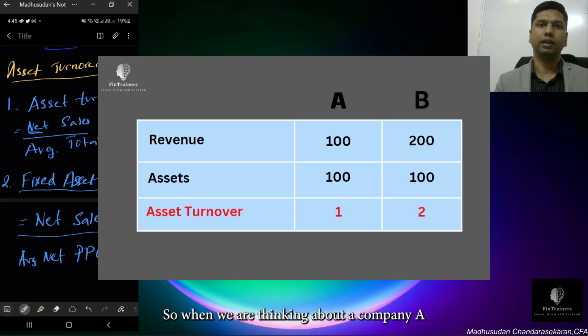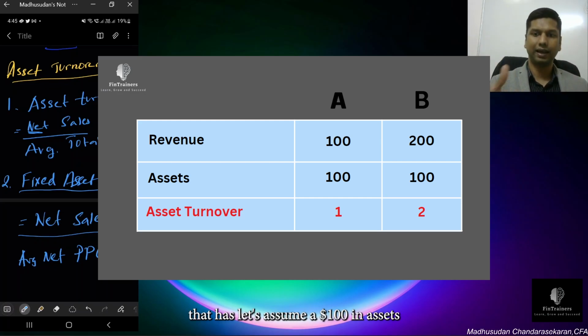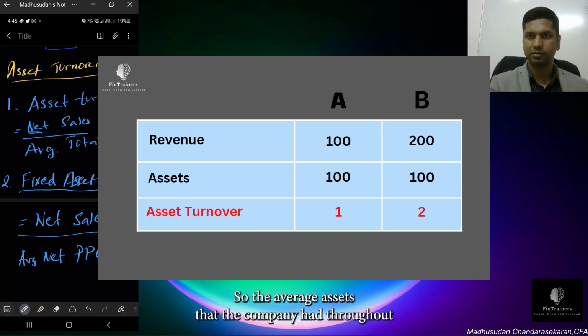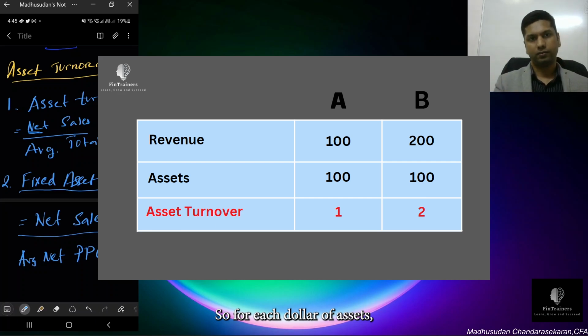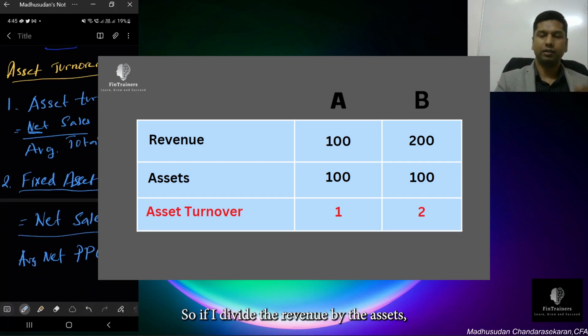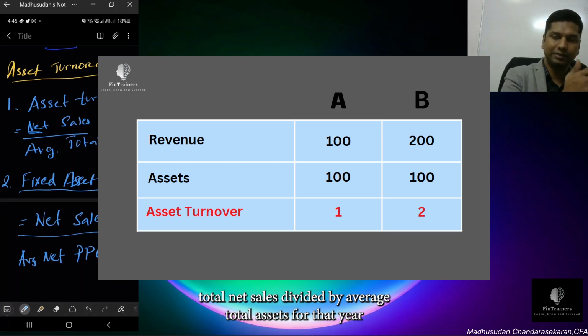So when we are thinking about a company A that has, let's assume, $100 in assets and is generating a net sale of $100 in that year. So the average assets that the company had throughout the year was $100 and it was generating $100. So for each dollar of assets, the company was able to produce a dollar in revenue. So if I divide the revenue by the asset, I get this one as the turnover ratio, total net sales divided by average total assets for that year.